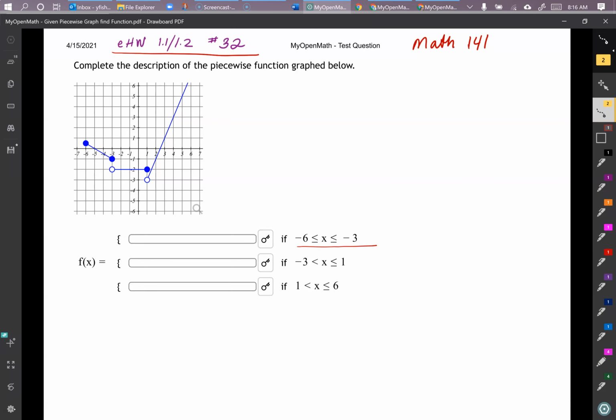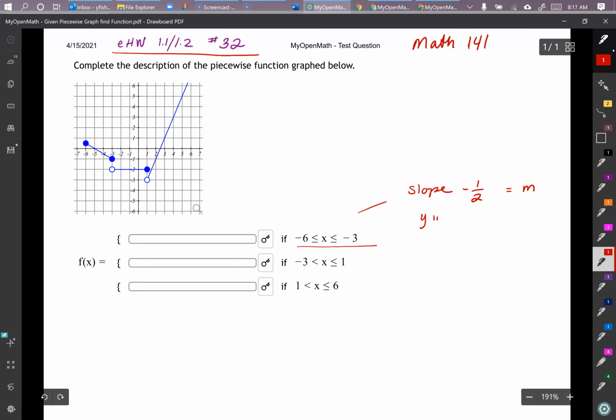So first of all, I can figure out what the slope is. I can take the corner here and go down 1/2. So I know that my slope for this piece is -1/2. So that's my m. Now I have to figure out my y-intercept b.